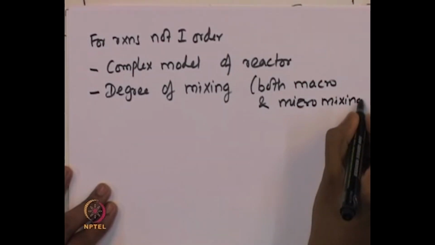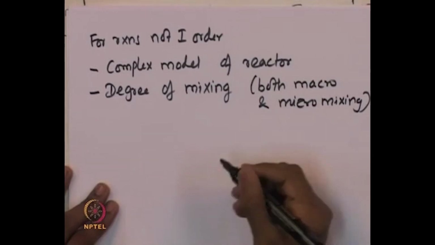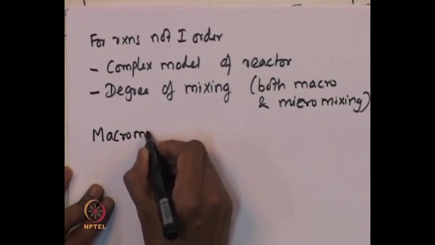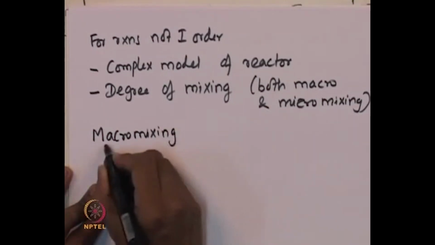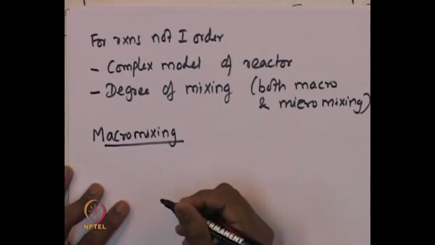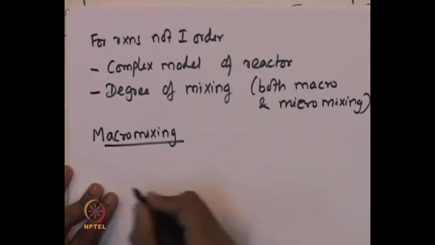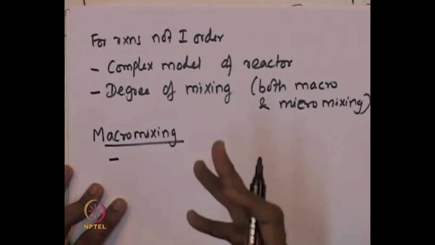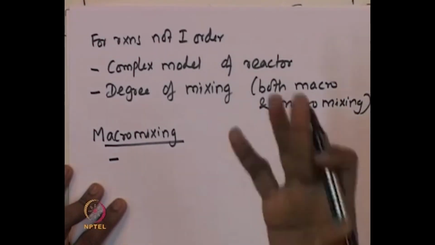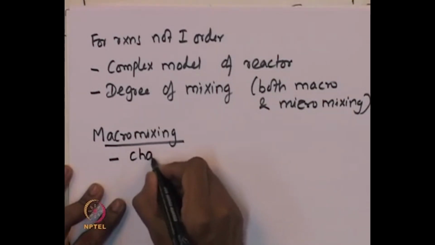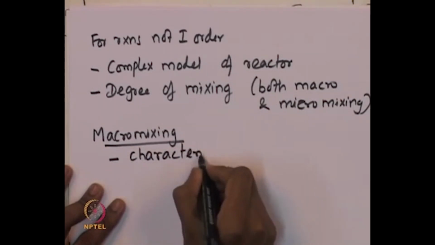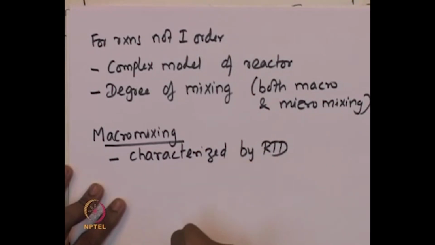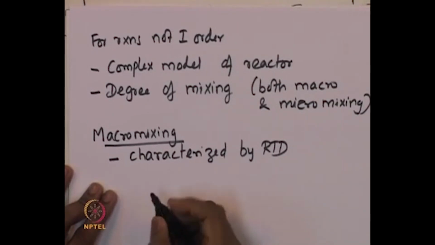So, these terms macro and micro mixing will actually be defined in a short while. So, let us first look at the macro mixing. There are two levels of mixing: one is the macro mixing and the other one is the micro mixing. The macro mixing is essentially the extent of mixing which is characterized by the RTD function itself, the residence time distribution function.